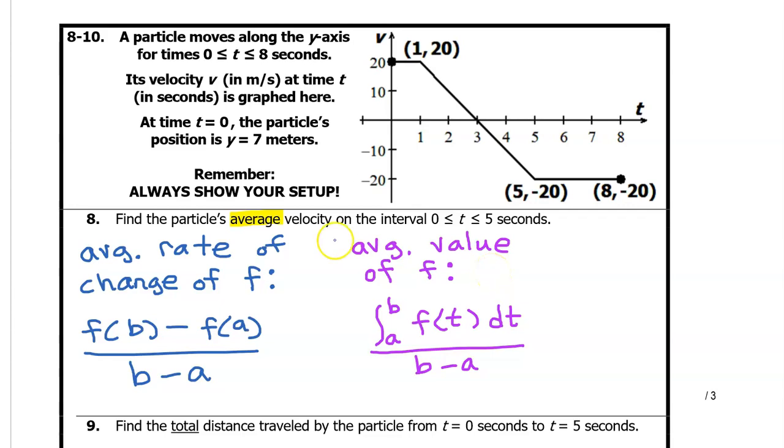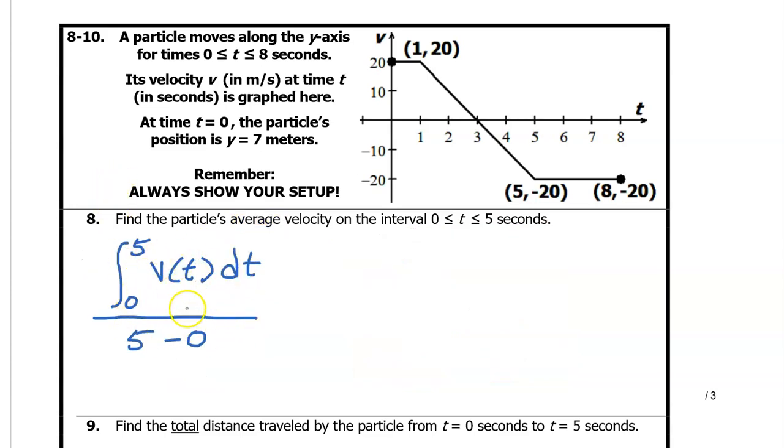So if I say, here's a function for temperature, and then I ask, what is the average temperature? That means the average value of temperature. If I give you a function for velocity, and I simply ask, what is the average velocity? That means the average value of velocity. And that's what we have here. Find the particle's average velocity. That means the average value of velocity, not the rate of change.